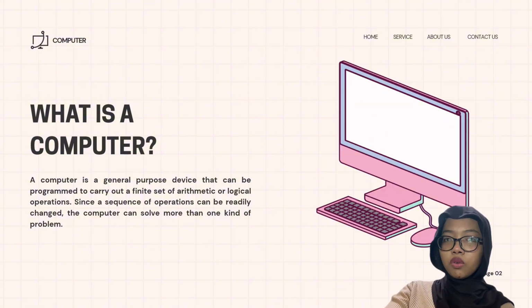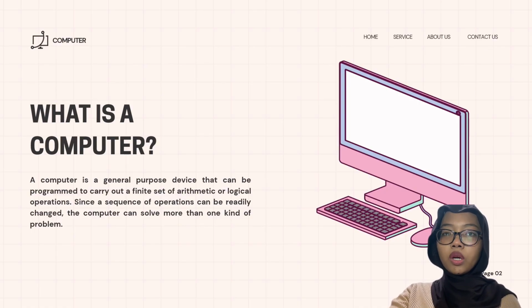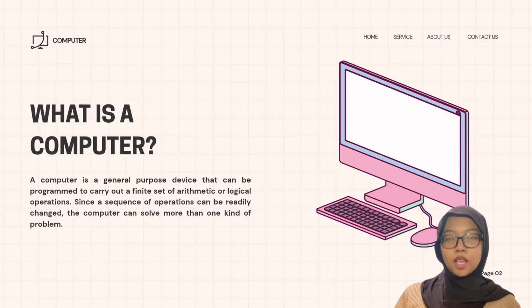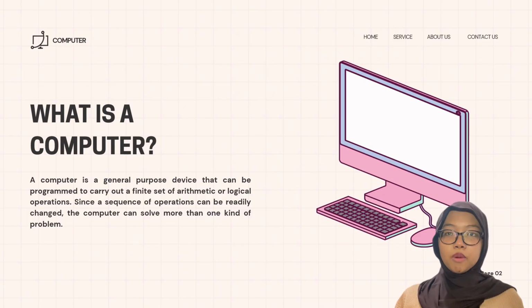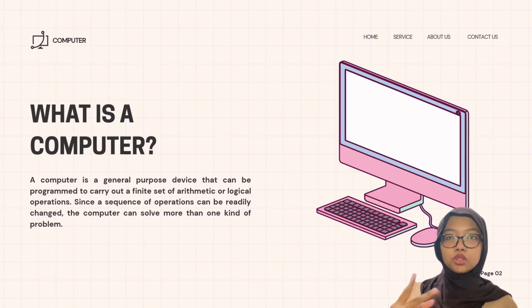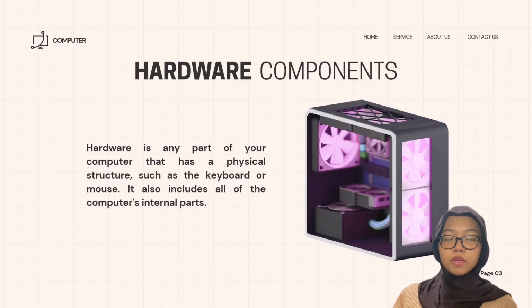You may already know that you can use a computer to type documents, send email, play games, and browse the web. You can also use it to edit or create spreadsheet, presentation, and even videos. Before we talk about different types of computer, let's talk about two things a computer have in common: a hardware and software. First is the hardware components.